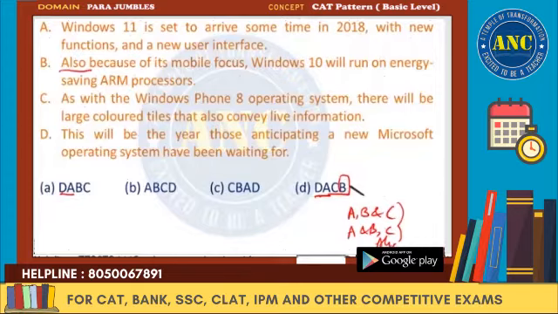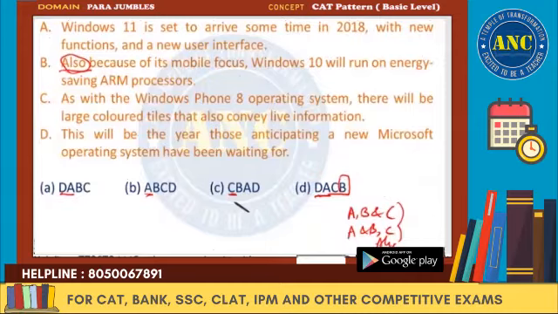B is the last one because of the word also here. Also because of its mobile focus, this is what is going to happen. So you start off with D, then you have A and C, and finally you end it with B. So if you look at the answer options, initially A could have been a possibility, B could have been a possibility, but C, could it have been a good way to introduce?